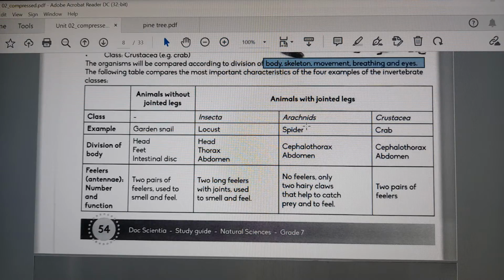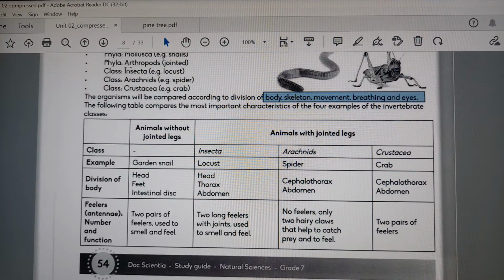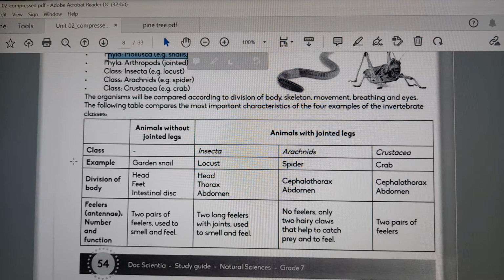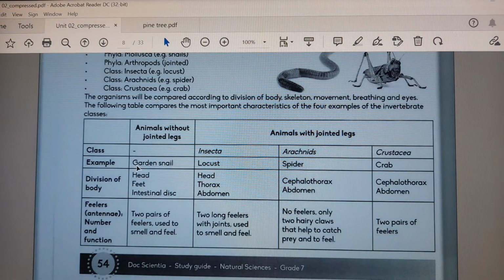They say that the following table compares the most important characteristics of the four examples of invertebrate classes. Remember, it's the ones on top. It's these three, and the first one. Okay, let's continue. Now we're going to look at the snail.